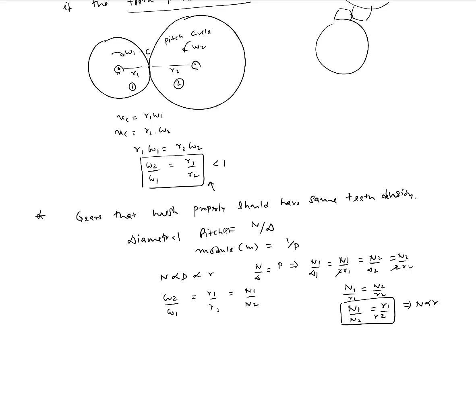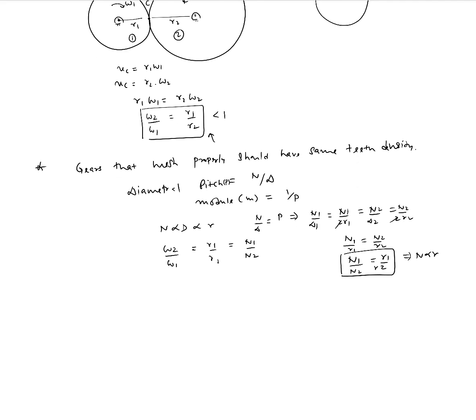The number of teeth can be easily counted for the gears, so this is a much more useful relationship. So omega 2 over omega 1 is equal to n1 over n2. If you know the ratio of the teeth between the two gears, then you can find out the ratio of the angular speeds.